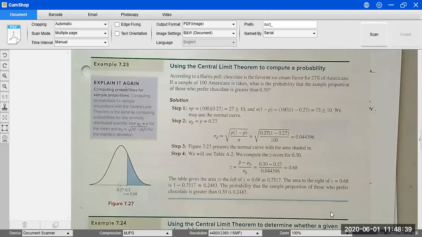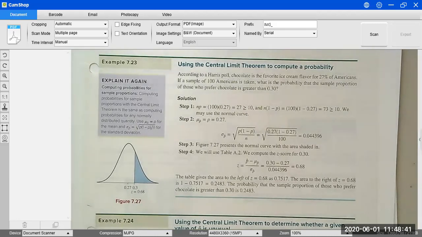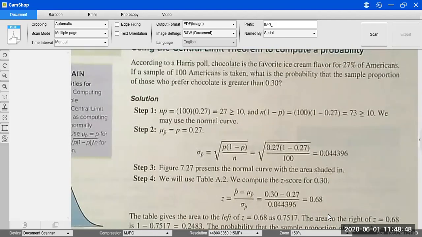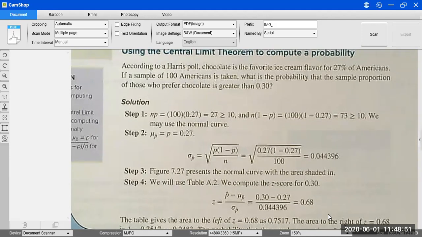So 7.3 is here on page 331. It says that according to a Harris poll, chocolate is the favorite ice cream flavor for 27% of Americans. Anytime that you see this kind of parameters of a population in terms of percentages, it is because they are talking about proportions. So 27% of Americans like ice cream with a chocolate flavor.